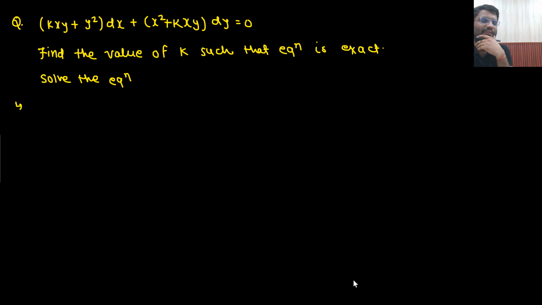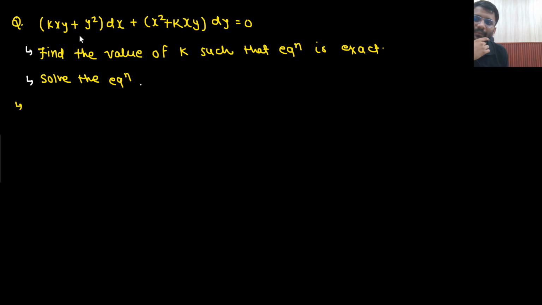So you need to find the value of k such that the equation is exact. And once you have found the value of k, after that you need to solve the equation as well. Two questions we are supposed to solve. First we need to find the value of k such that the equation is exact. Now if the equation is exact, then you need to solve this differential equation.